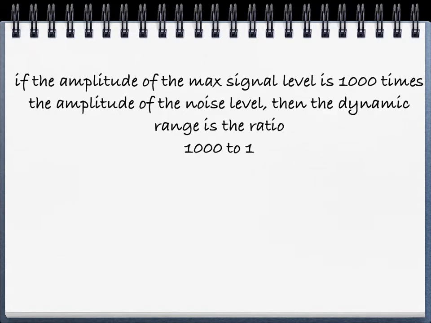In today's session, I'm talking about dynamic range. This is going to be done by way of an example. Let's say that the amplitude of the max signal level is 1,000 times the amplitude of the noise level. Then we would express dynamic range as a ratio of 1,000 to 1.